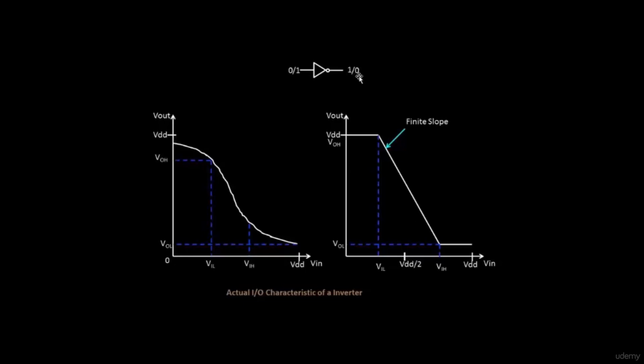And now VOH should be at a point which is greater than VIH, for the same reason: this particular output of the inverter will be connected to another logic, another inverter, or any CMOS logic, and it has to provide a logic level to the input of this particular logic such that it would be recognized as logic 1. So VOH should lie somewhere more than VIH.